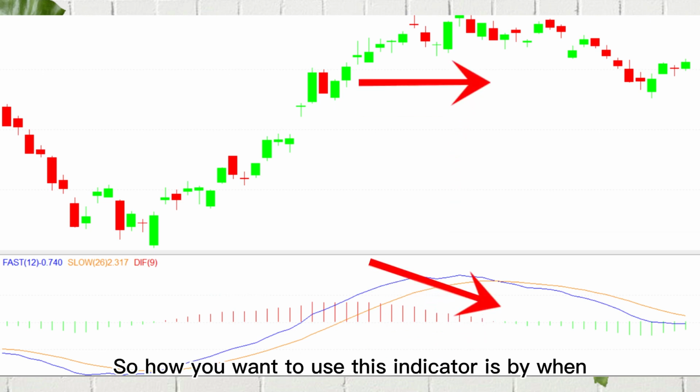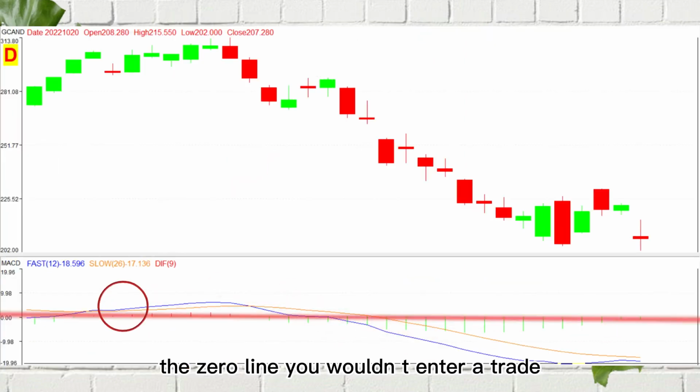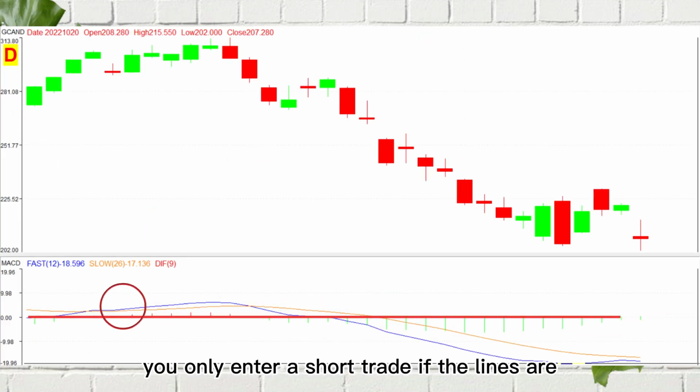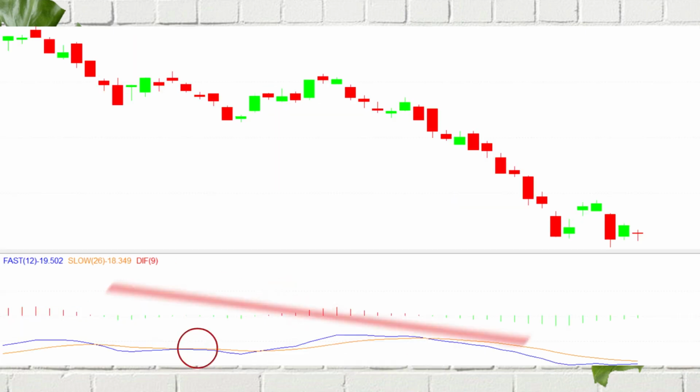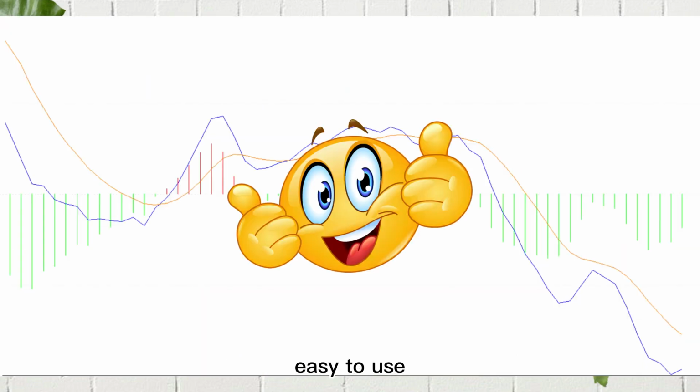So, how you want to use this indicator is to enter when the lines cross upward, but only if they cross below the zero line. If they cross above the zero line, you won't enter the trade. It's the same thing with shorting. You only enter a short trade if the lines are crossing downward and it is above the zero line. So as you can see, this indicator is extremely easy to use.